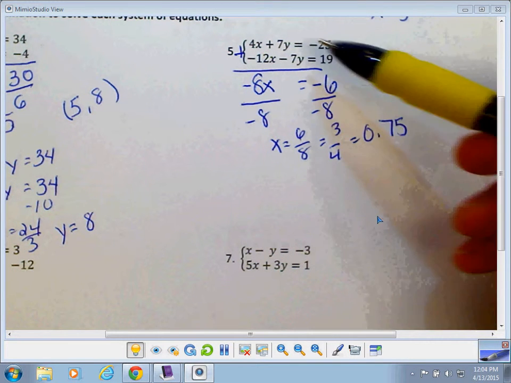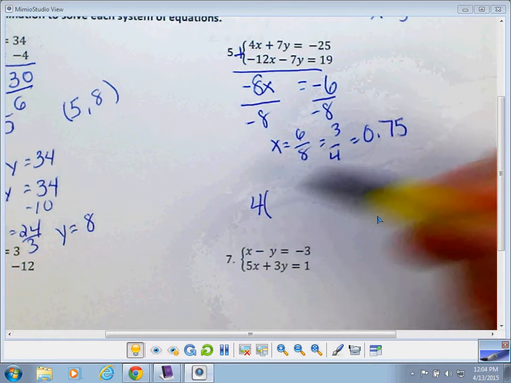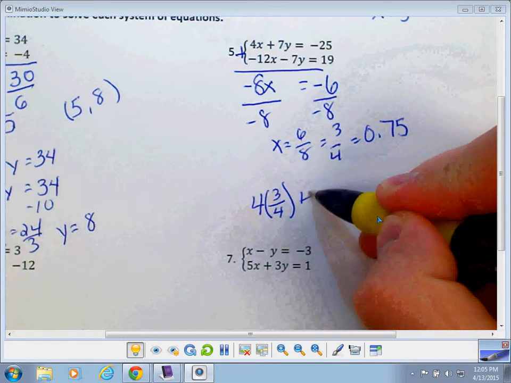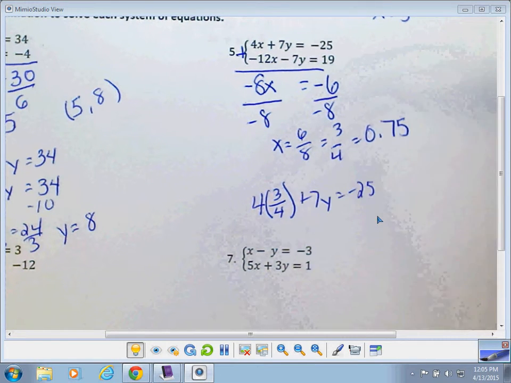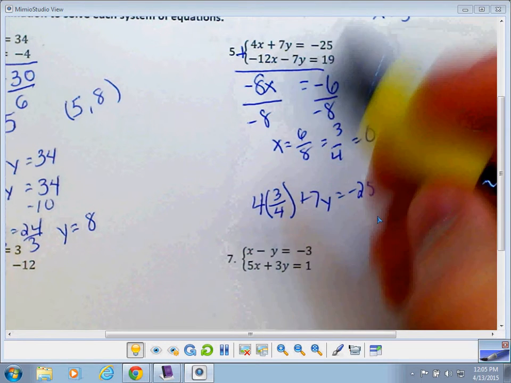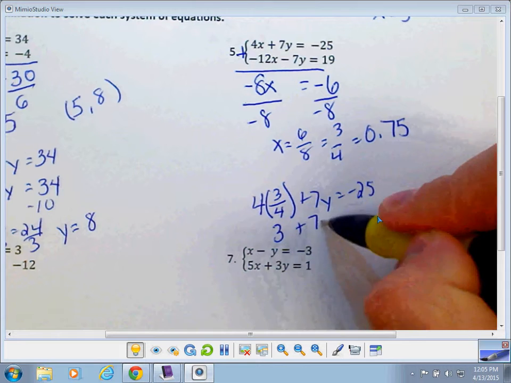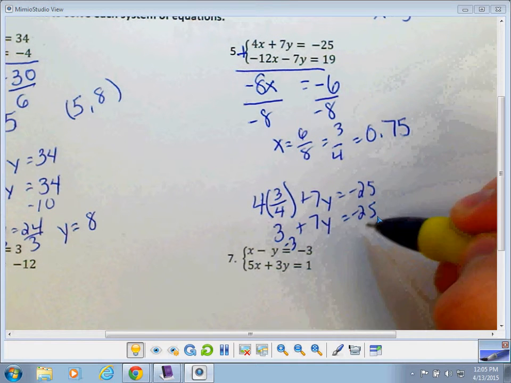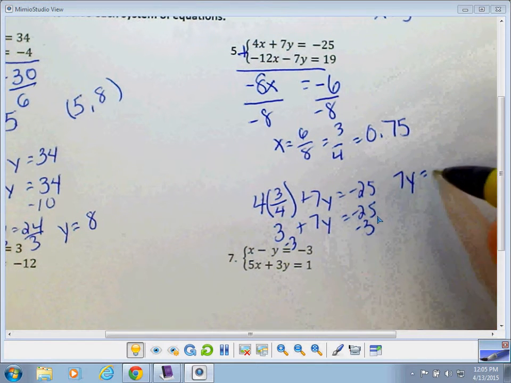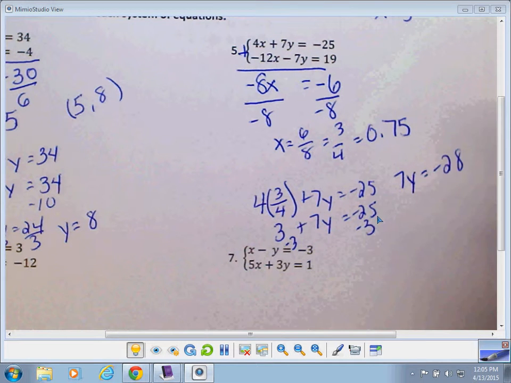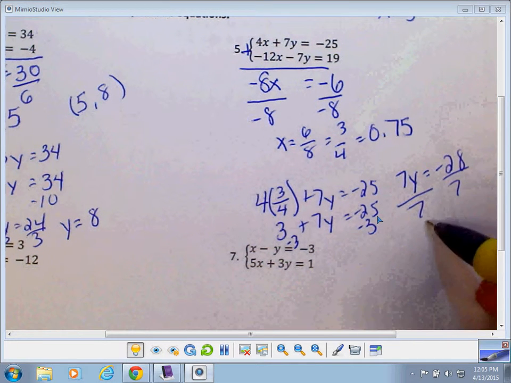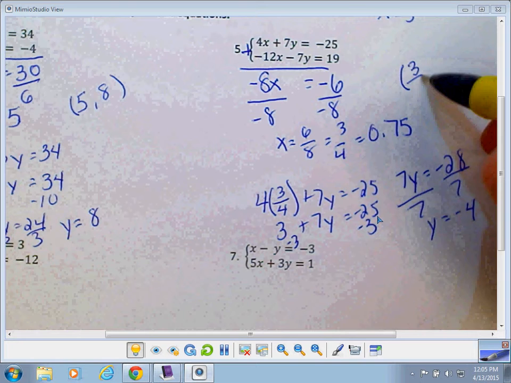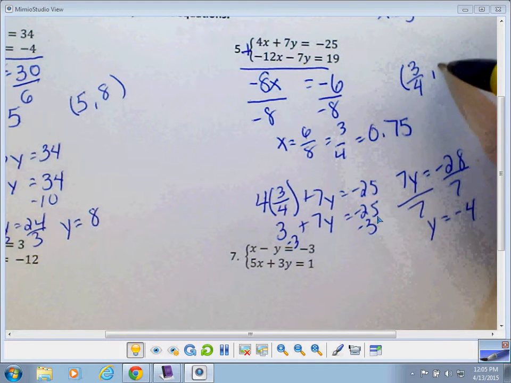Solve for y. Plug it back into the first equation. I'm going to use the fractions to see how it would work here. So 4 times 3/4 plus 7y equals negative 25. 4 times 3/4 will give us a 3 plus 7y equals negative 25. Then you want to subtract 3 from both sides, and you get 7y is equal to negative 28. Then divide by 7, and you get y is equal to negative 4. So that means the solution is 3/4 or 0.75, comma negative 4.